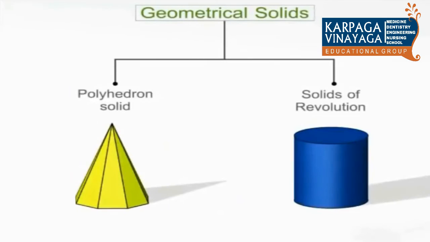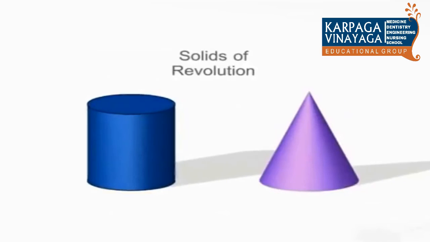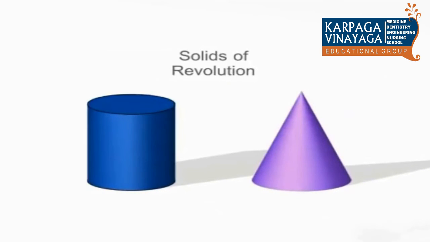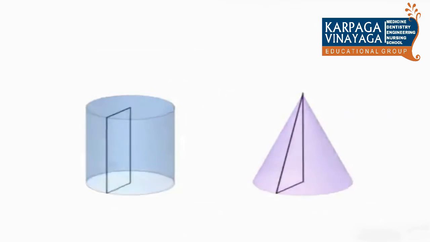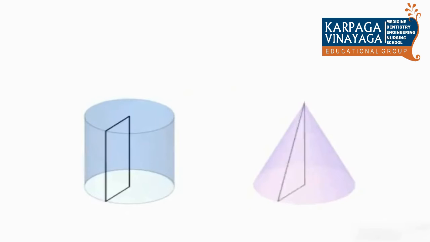Next, let's see about the solid of revolution. The solids of revolution are classified into two. One is a cylinder, another one is a cone. The cylinder is represented by a rectangular face. See the rectangular face, the cylinder is represented by a rectangular face at the axis. The cone is represented by a right angle triangle. A right angle triangle is used to represent the cone.